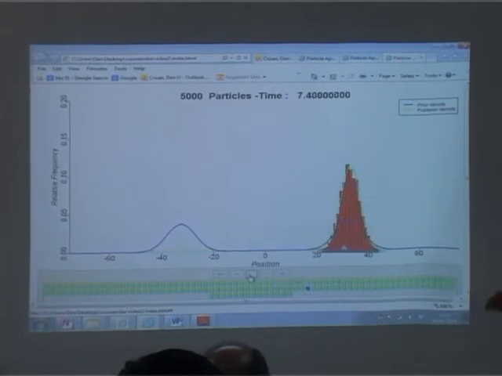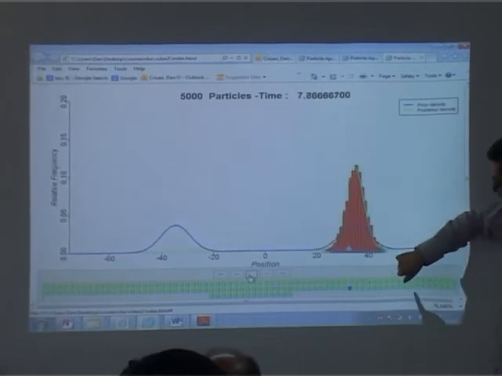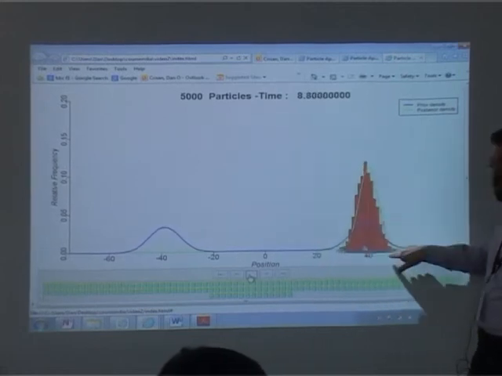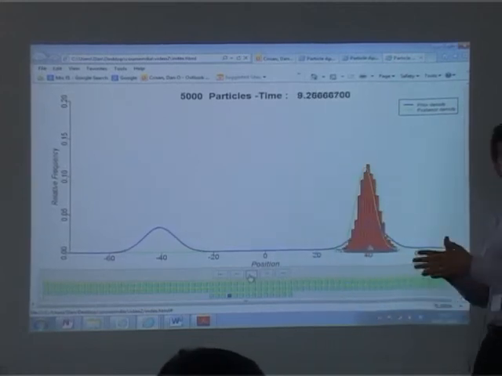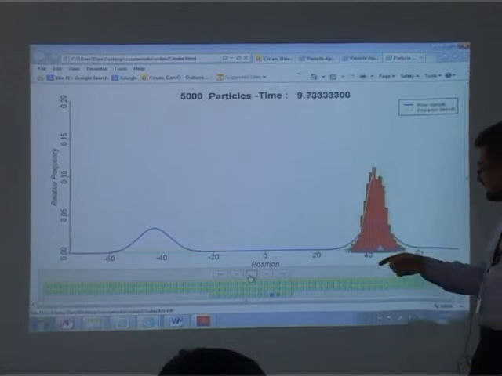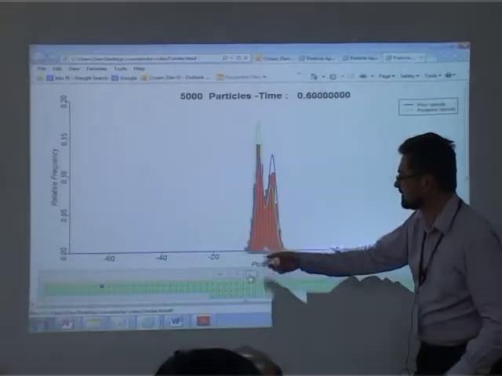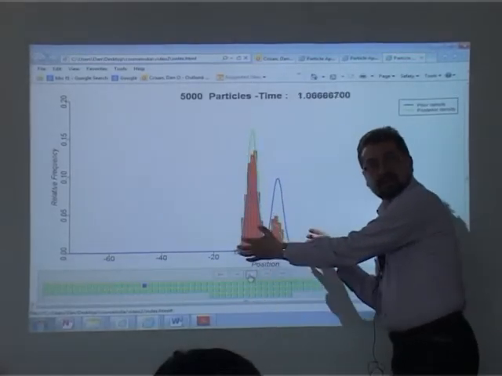And then come the particles. For each of the particles, I have a vertical line in here. So each of the particles in my cloud is drawn here as a vertical line. Initially I have lots and lots of particles. They spread evenly.